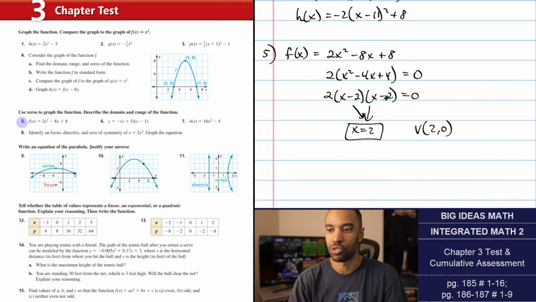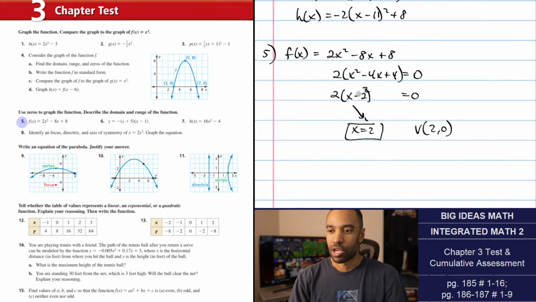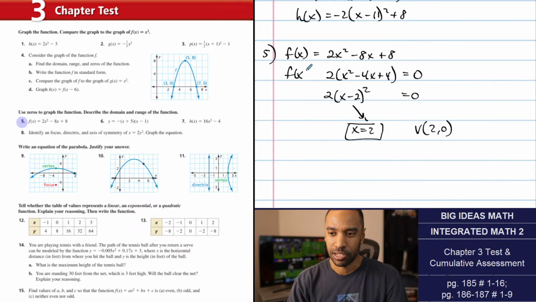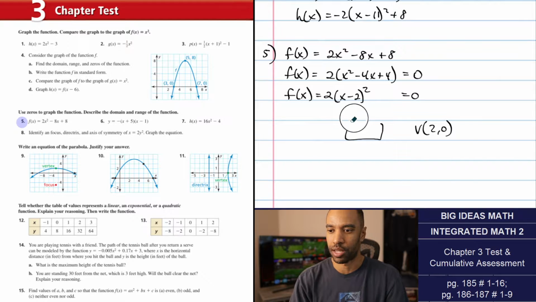You know what? Maybe I should put 2 times x minus 2 squared. Sorry about this. Let's just do that. Because this is also its vertex form. Yeah, you know what? I want to redo everything I said. I can't undo this video, but I'm going to say f of x here, f of x here. Let's just redo that. I'm sorry about this.